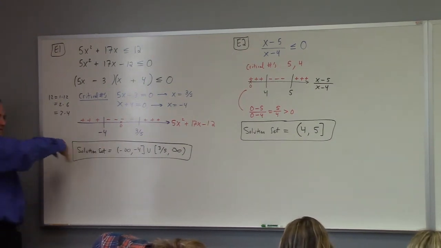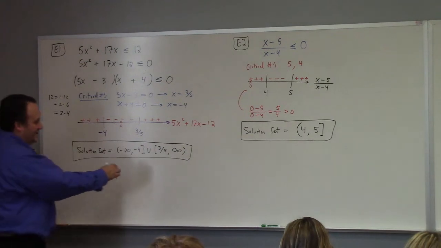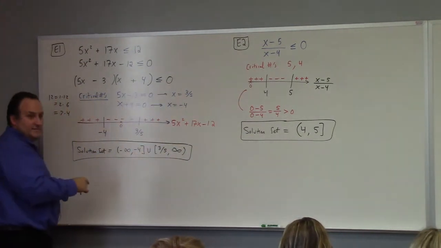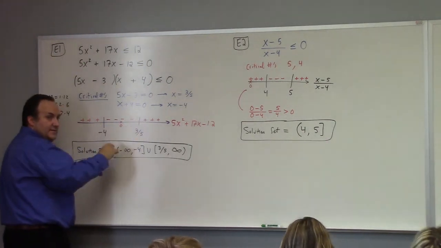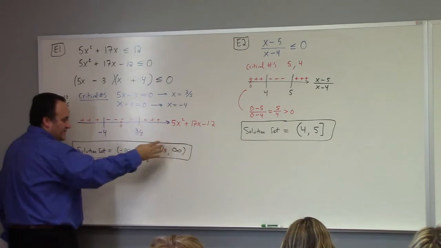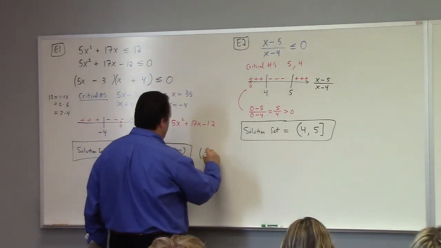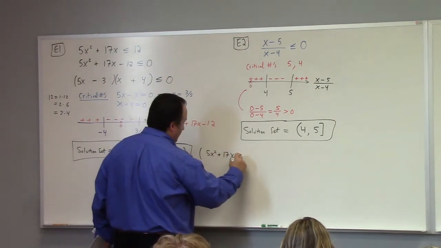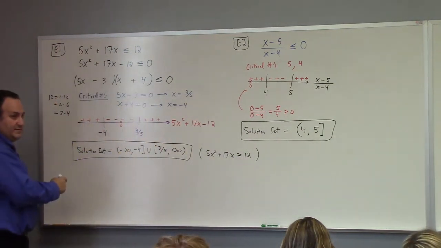There's only 2 numbers in this whole solution set which are legit, right? The only thing that's legit here are the minus 4 and the 3/5. Look, we were solving less than or equal to, right? Which means I was supposed to be looking for the minuses. I solved greater. This is the solution to greater than or equal to. So we've solved 5x squared plus 17x greater than or equal to 12. That's the solution to this, okay?